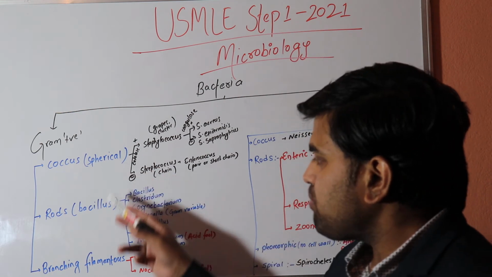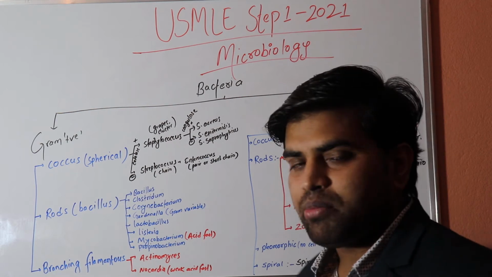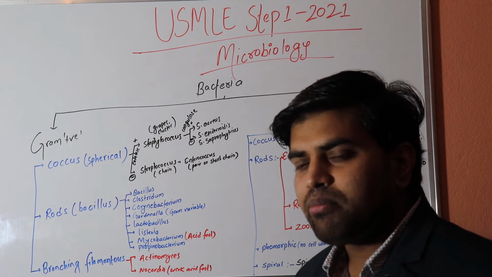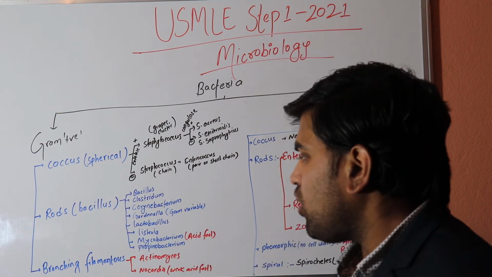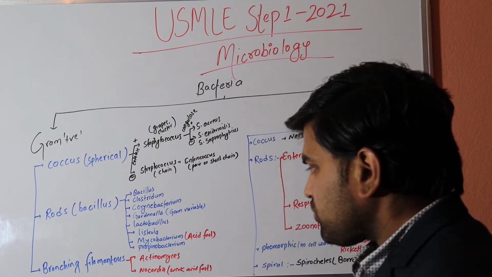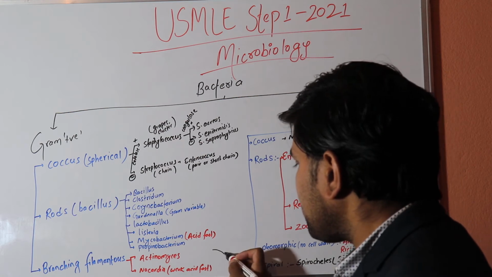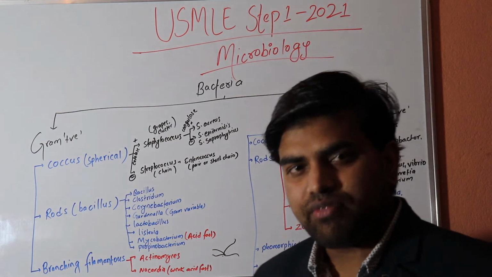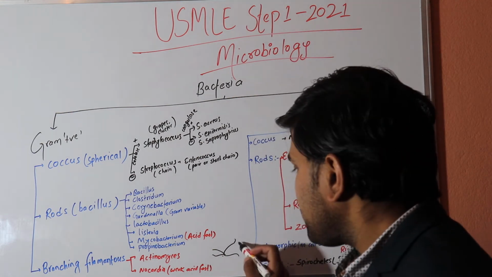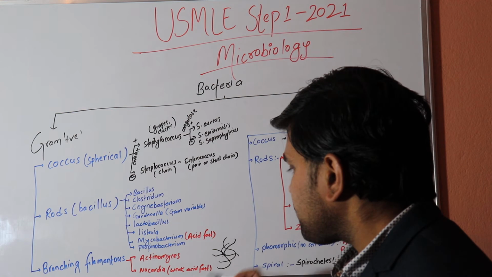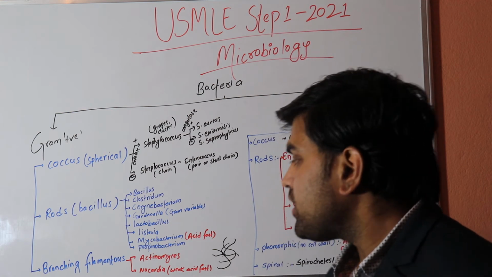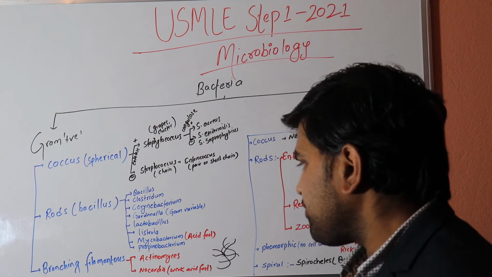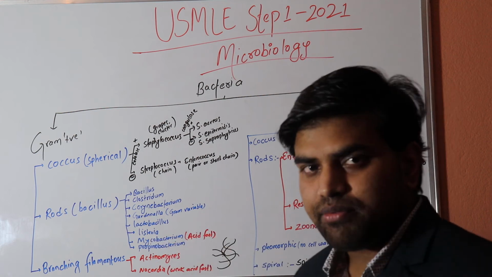In gram positive there are also some branching filamentous organisms. If you stain them, they will appear as branching filaments spread all over the place. These are Actinomyces and Nocardia. Nocardia is usually weakly acid fast, and Mycobacterium are acid fast.